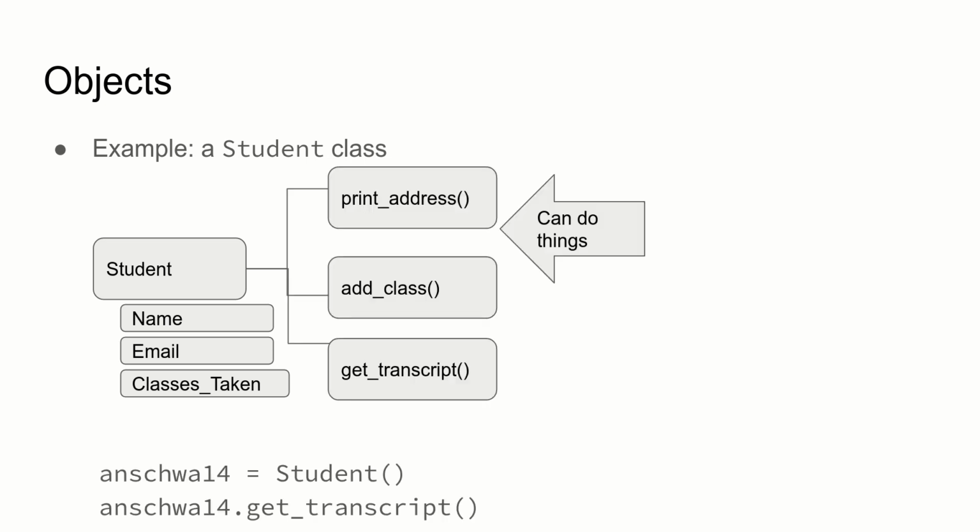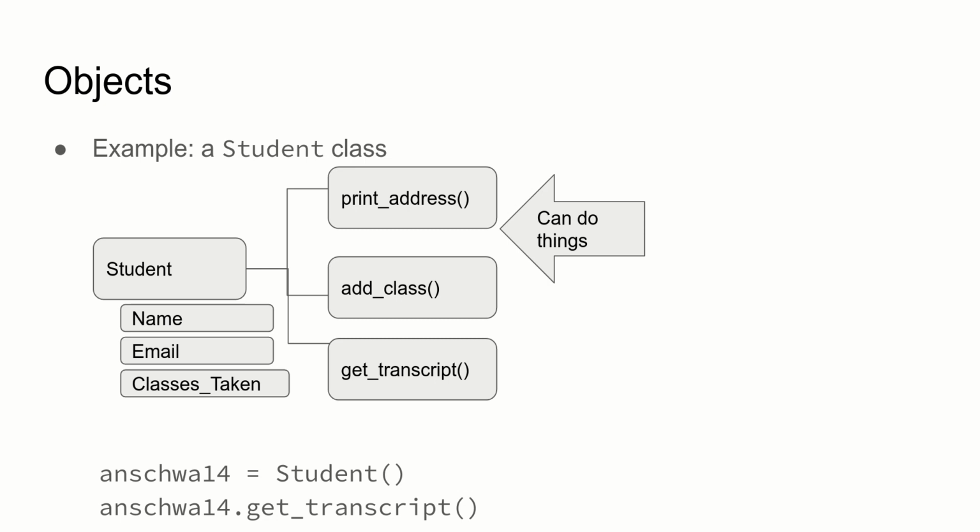Then we think about what can we do with a student, or what can student objects do? Well, we might want to be able to print out their email address so that we could email all the students in a particular class. We might want to be able to add classes, drop classes, things like that. And we might want to be able to get the full transcript of all of the classes that they have taken. And these would be specified as functions.